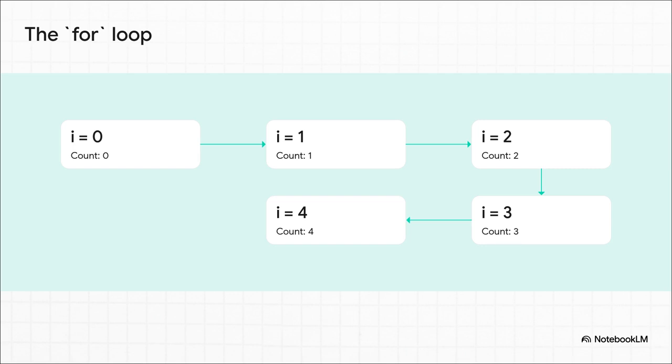Now i is 1. Is 1 less than 5? Yes. Okay, run the code again. And it just keeps doing that. i becomes 2, then 3, then 4, each time printing the count. Finally, i becomes 5. Is 5 less than 5? Nope. And just like that, the loop knows its job is done and it stops.